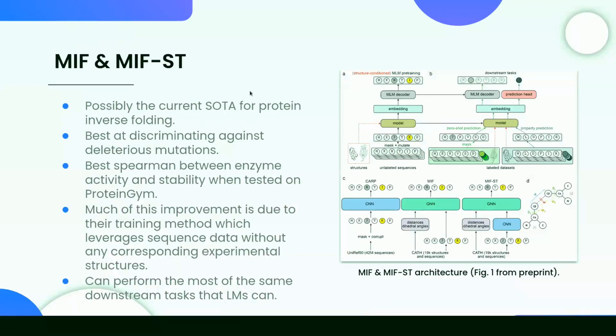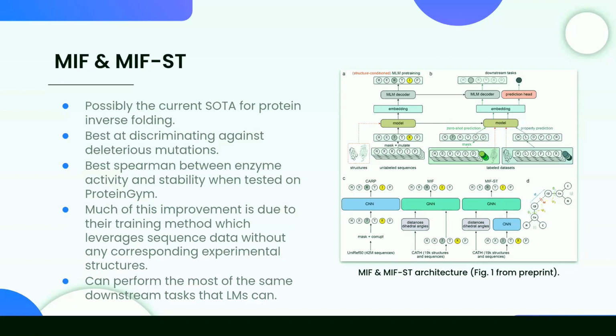Finally, there's MIF and MIF-ST. I think this is a great model. It might even be the state of the art for protein inverse folding, especially when factoring in its ability to handle deleterious and potentially harmful mutations in a protein. So out of all the inverse folding models I've tested thus far, it has the best Spearman correlation between the enzyme activity and stability when tested on ProteinGym and some other enzymes. And I'm going to show a figure for that in a bit as well.